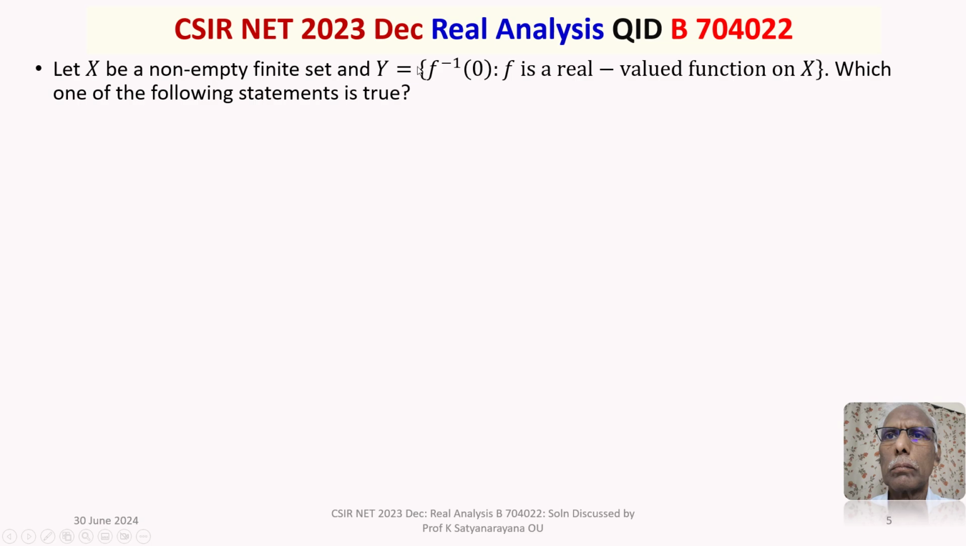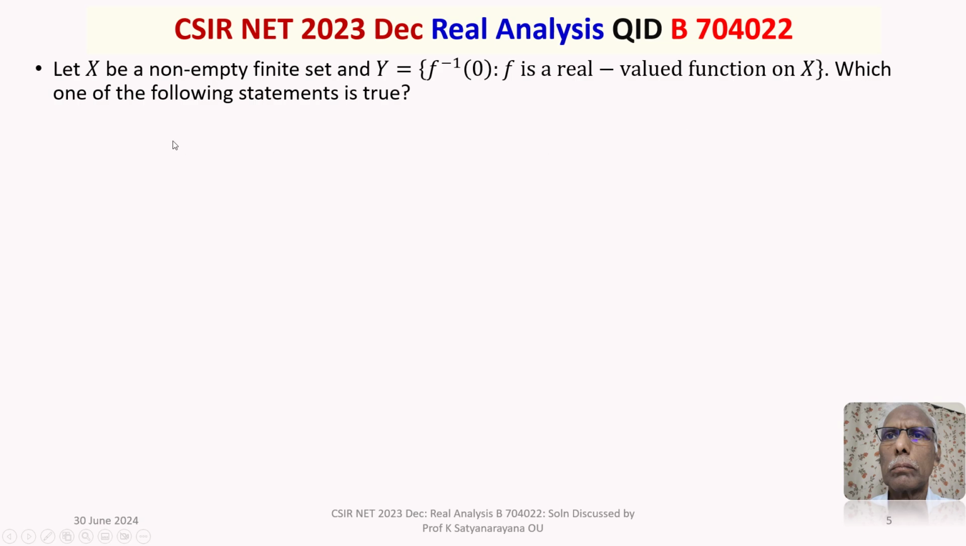capital Y is equal to the set consisting of F inverse of 0, where F is a real valued function on X. You have to read this carefully. F is not a given single real valued function, but F is any real valued function on X. That is the catch here.